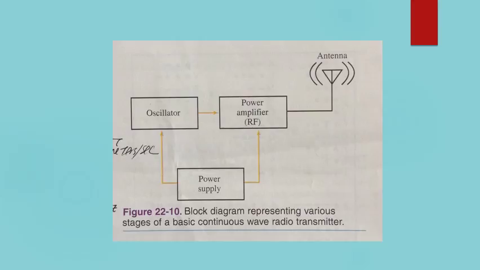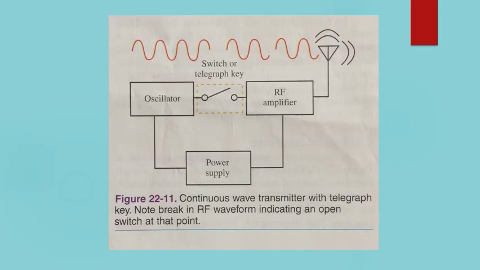Notice that a CW transmitter sends energy that has no audio or video message. The CW, or carrier wave, transmitter has only two states, on or off. How can this type of transmitter be useful? By adding a switch, the transmitter can be turned off and on following a code. For example, such a transmission could be used to send Morse code messages. This is seen in figure 22-11.